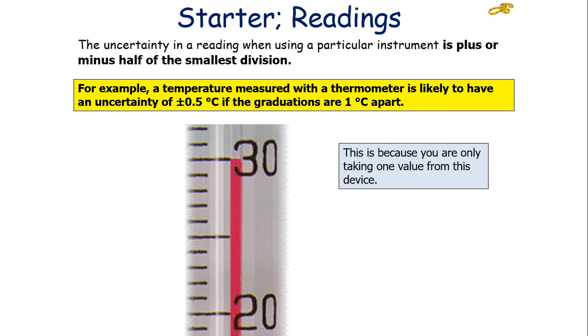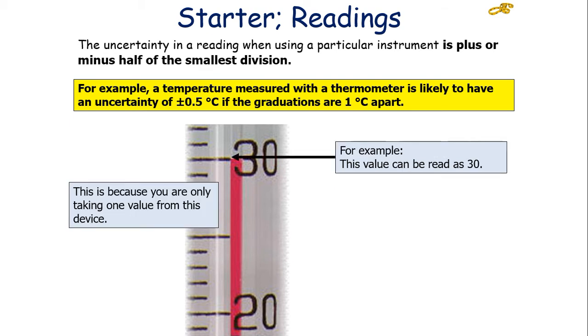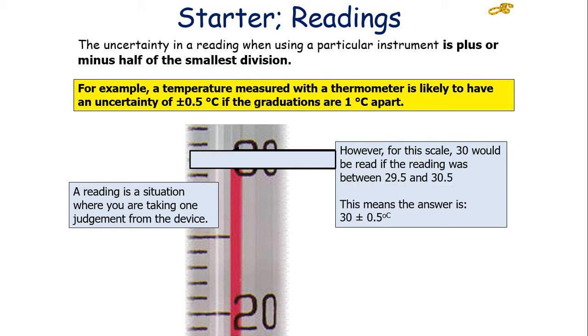Now, the uncertainty in a reading is going to be plus or minus half of the smallest division of the measuring device. So for example, if the resolution of a thermometer was 1 degree Celsius, then it's going to have an absolute uncertainty of plus or minus 0.5 degrees, half of the resolution, 1. That's because you're taking 1 value from this device. Say, for example, you're reading this value as 30 in this particular picture. Well, if you look at this particular scale, it could be between 29.5 and 30.5 because you're not sure what that value is, because they're not actually marked on the scale.